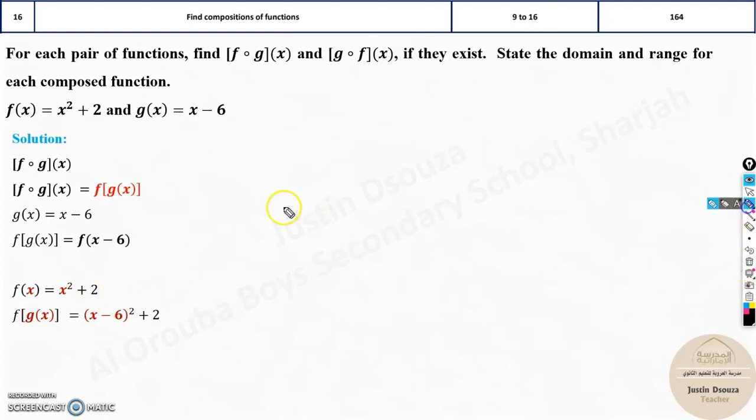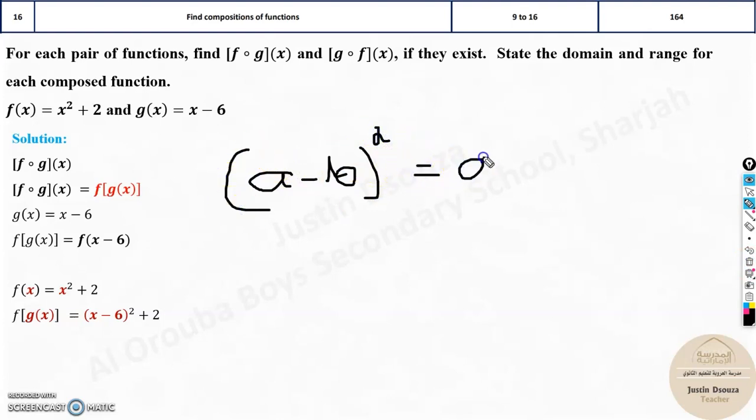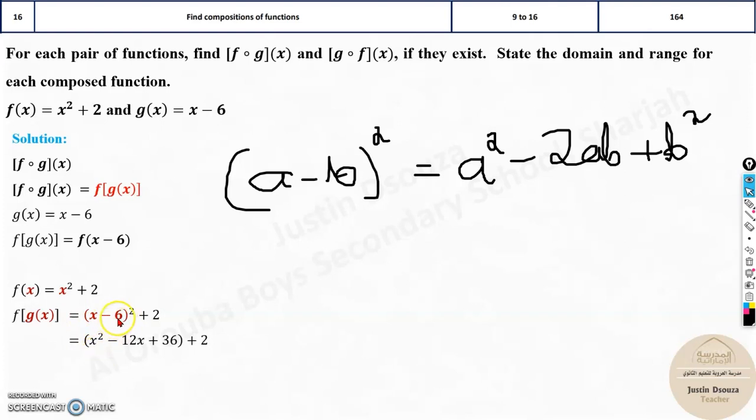I hope you remember this identity, which you have to remember for the writing part as well, I believe. It is x minus a. It's generally given as a minus b and a plus b, the whole square. If it is minus, it becomes a squared minus 2ab plus b squared. Whereas if it is plus, it will just be plus over here. That is the only thing. Then all you need to do is use the identity and simplify over here. It'll be x squared minus 12x plus 36 plus 2.